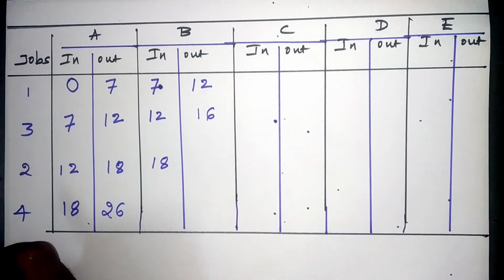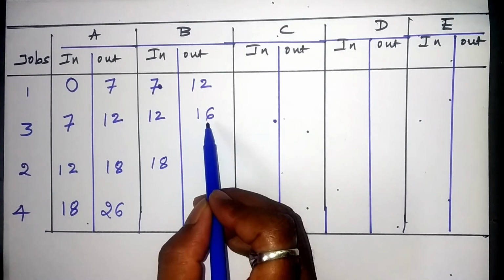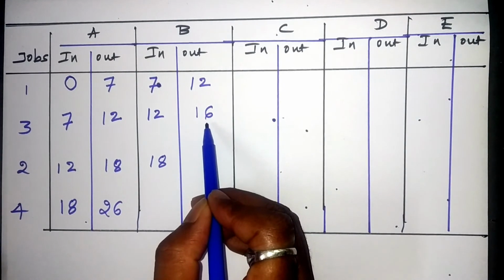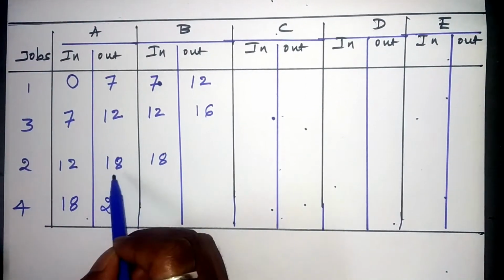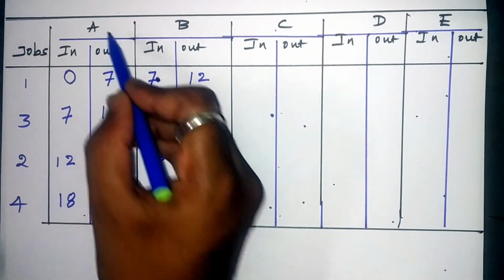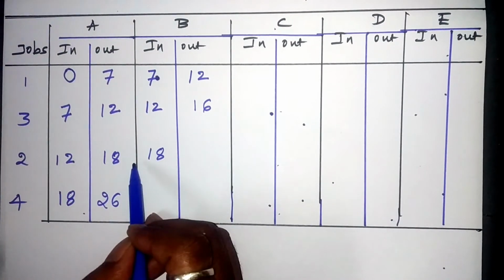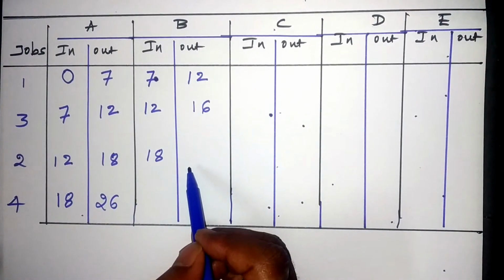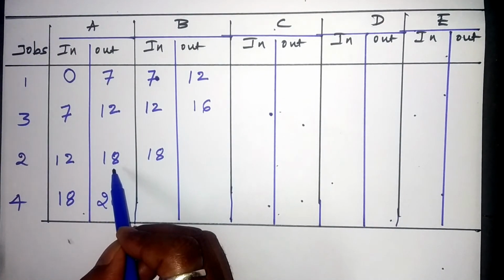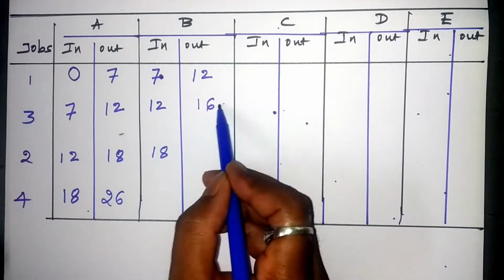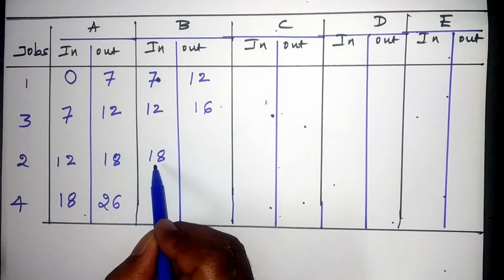The method here is, see, since the third job has completed at 16, still job number 2 is busy with machine A. So we cannot directly enter into this. It has to wait now. Machine B has to wait till it gets completed. So that is why we have to take the maximum among these. So 18 will be the timing here.